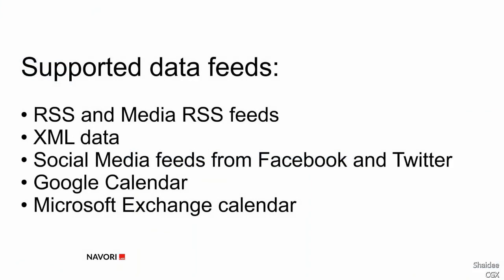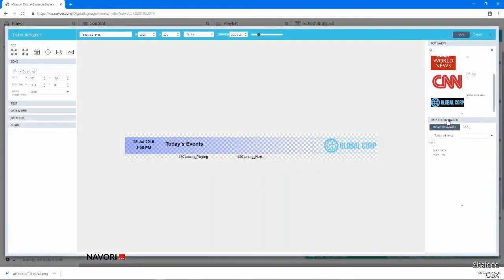Tickers are great for displaying live data. Navori QL supports RSS and media RSS feeds, XML data, social media feeds from Facebook and Twitter, as well as Google Calendar and Microsoft Exchange Calendar data.